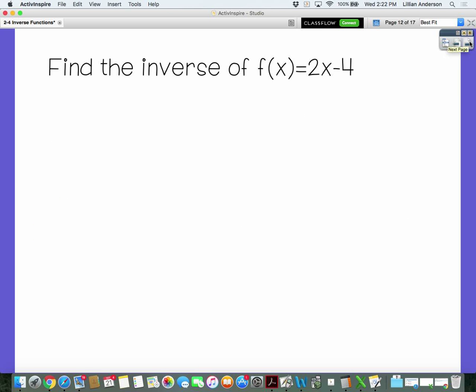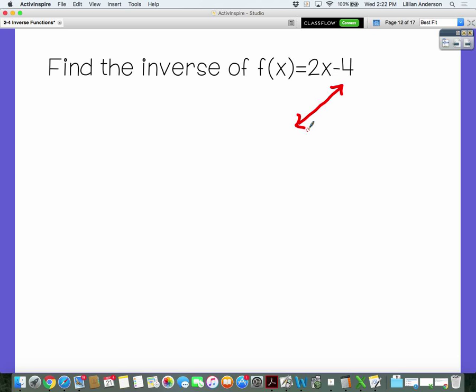We're going to find the inverse of this. f of x equals 2x minus 4. Before we get started, what does this look like? It looks like a line. So, is the inverse a function? Yes. So we need to make sure that we include that notation.